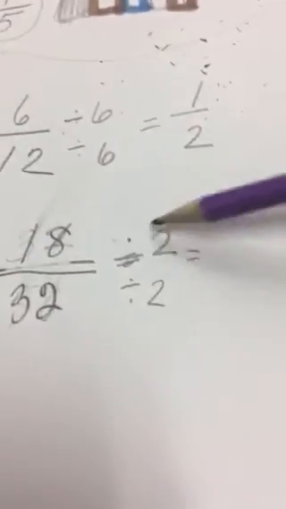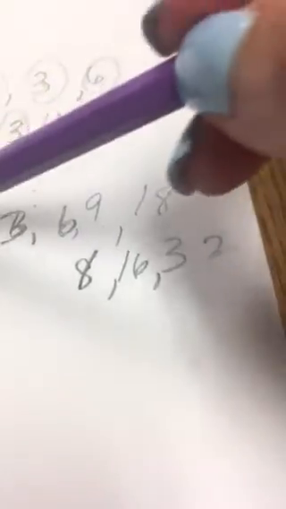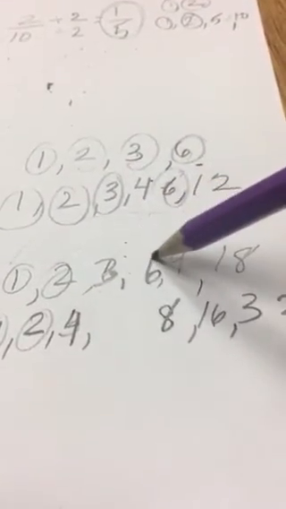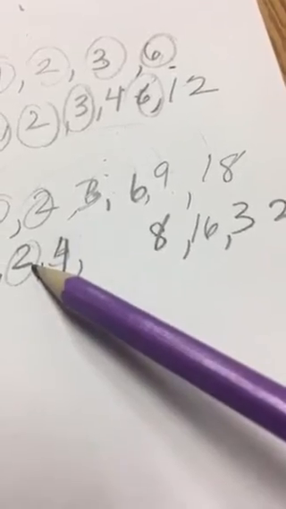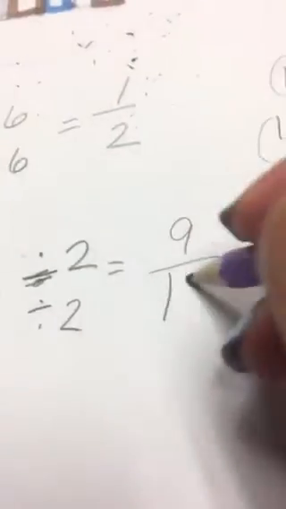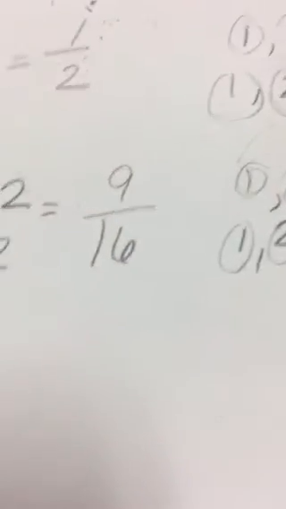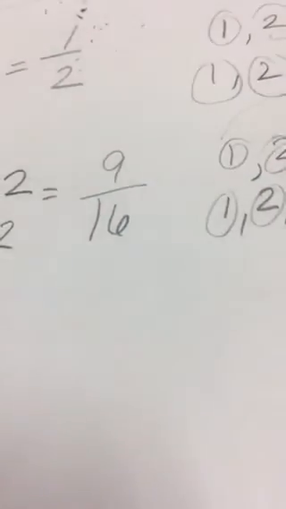Now look, if I'm having trouble remembering what times 2 gave me 18, I'm going to go back to my factors. 1 times 18 gave me 18, 2 times 9 gave me 18, 3 times 6 gave me 18. So I know it's 9, okay? So 18 divided by 2 is 9. Now 32 divided by 2 is 16. So my answer is 9/16.